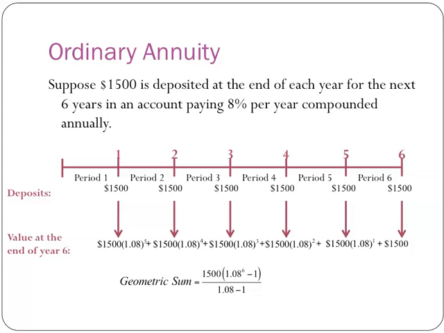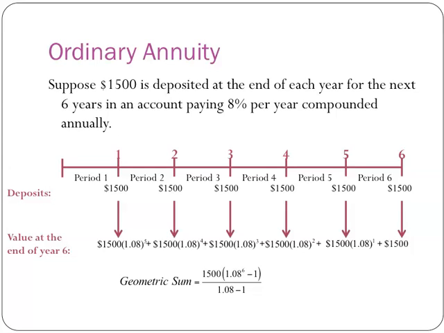Now, if we wanted to come up with the geometric sum, that's really just 1,500 times 1.08 to the sixth minus 1 over 1.08 minus 1. This is really just a geometric sum, same as what you had been doing last time, but instead we're looking at it backwards. The 1,500 on the right is the first term. The next term is 1,500 times 1.08, and then to get to the next term, I multiply that by 1.08, and so on and so on. And that is how you find the geometric sum.